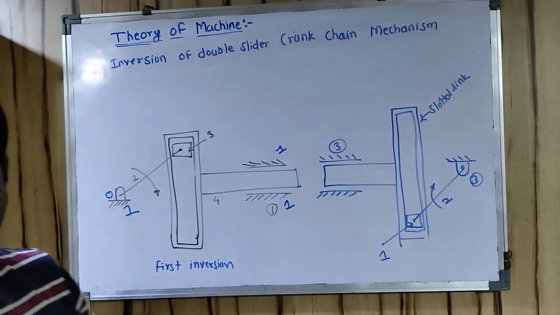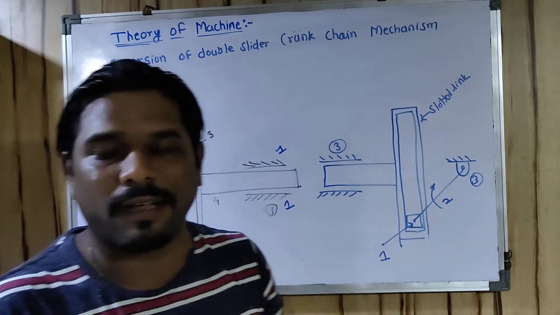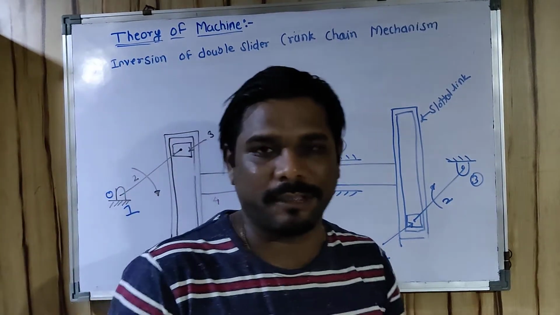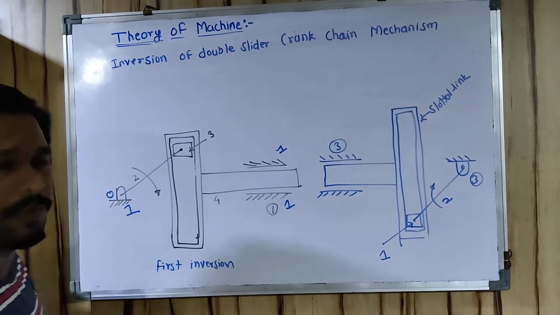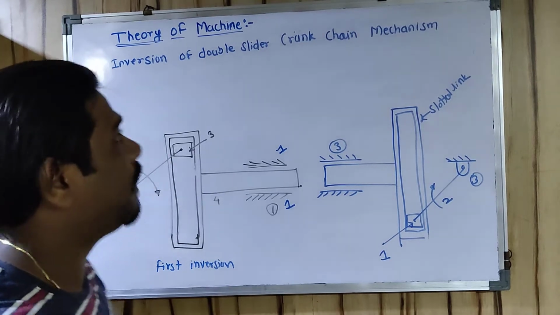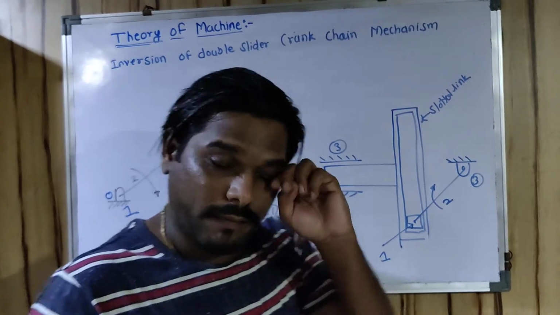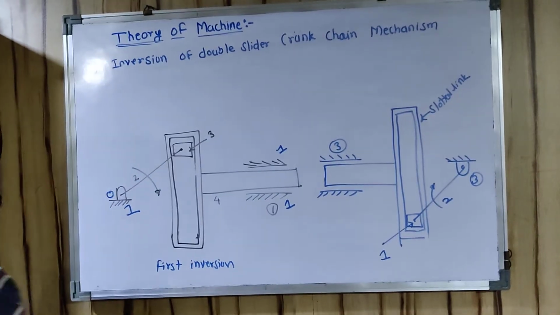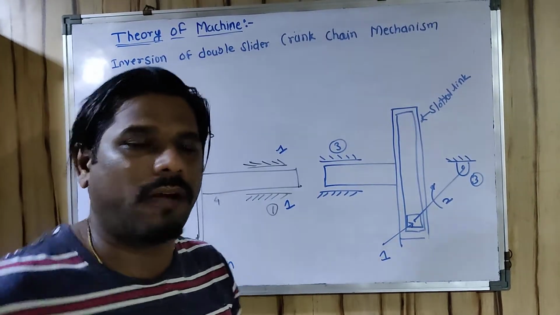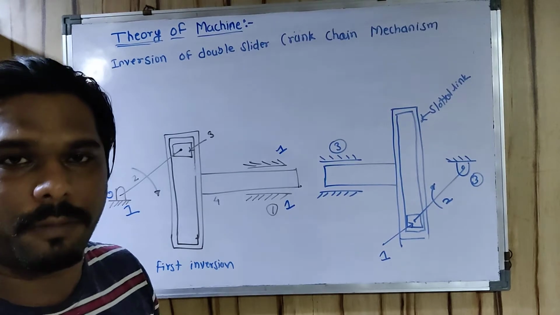In the previous video lectures, we have completed our single slider crank mechanism in two parts, first and second. I hope you have studied those two parts. After this, we have the inversion of the double slider crank mechanism. What is the double slider crank mechanism? It has two sliding pairs and two turning pairs.